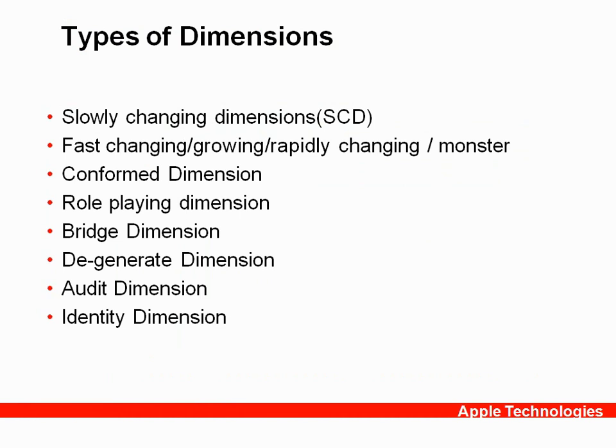So first thing, a very commonly used word is slowly changing dimension. It is popularly known as SCD. Also, the reverse of slowly changing dimension, we have something called fast changing dimension, or fast growing, rapidly changing, or monster. So all are synonym words. And then conformed dimension, role playing, bridge, degenerate, identity.